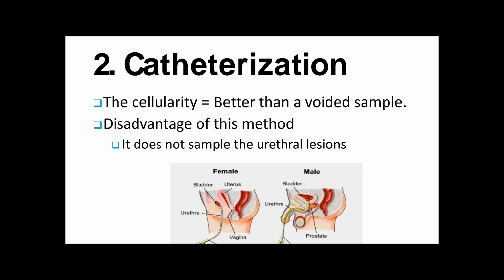So when we consider the catheterization sample, the cellularity of the catheterized sample is better than a voided sample. The disadvantage of this method is that it is not suitable for urothelial lesions. So here we can observe the cellularity, and the advantage is the cellularity is higher compared with the voided sample. But if you want to observe the urothelial lesions, this is not suitable for that.